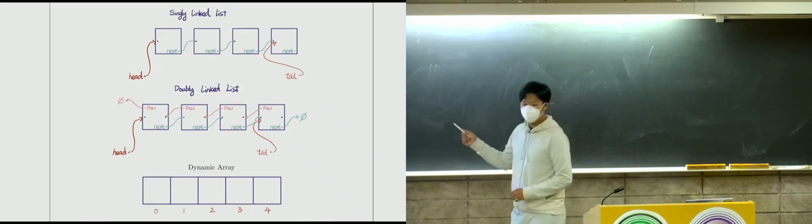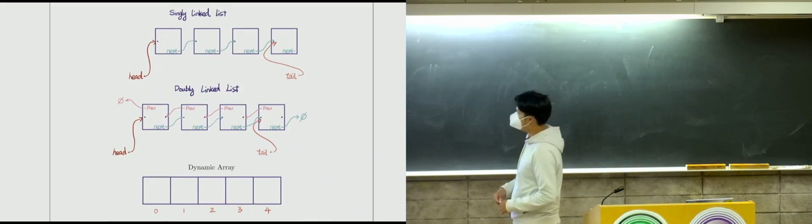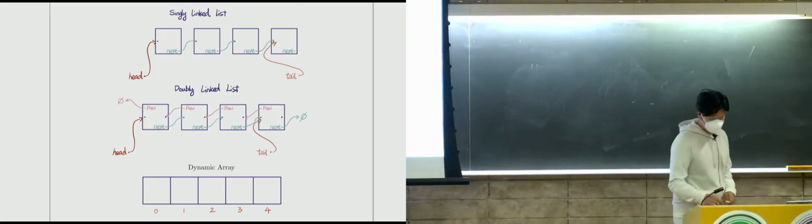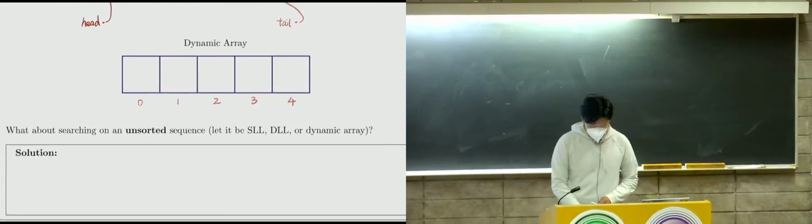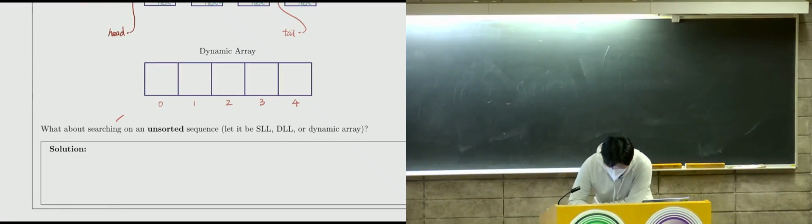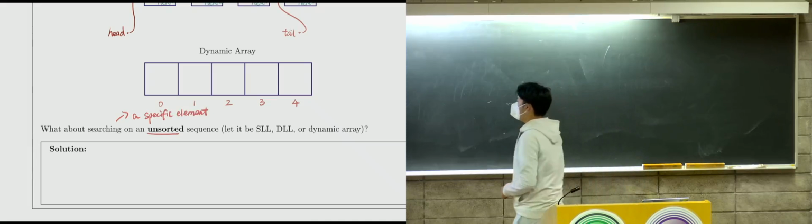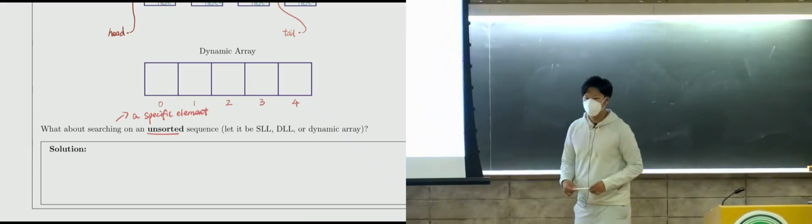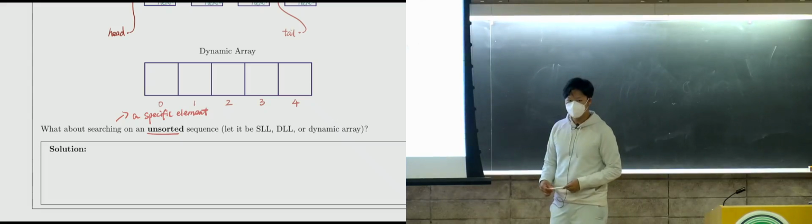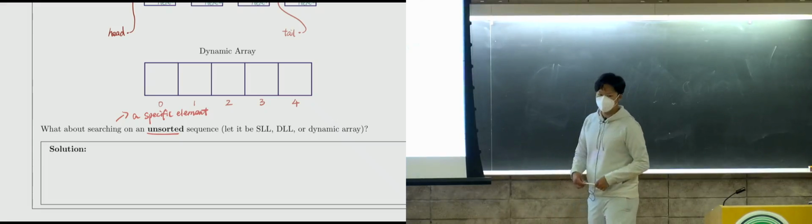So we still have those three data structures. The first is singly linked list, the second is doubly linked list, third is dynamic array. And the question is, we want to search a specific element on an unsorted sequence. By unsorted here, I mean that the data is not in ascending or descending order. It's in a completely random order.